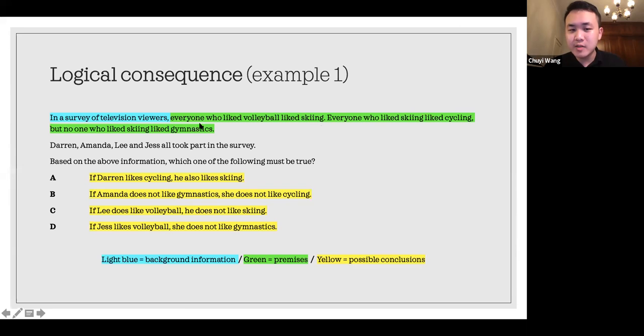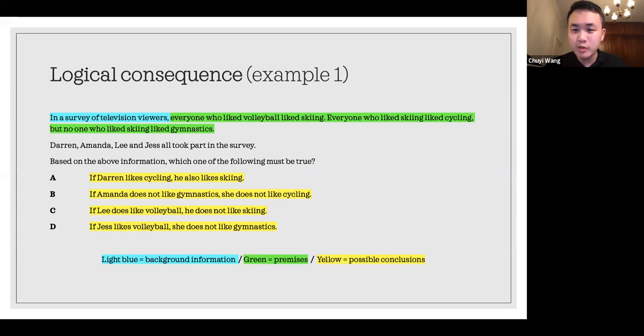This is the evidence, right? This is the rules that we need to look at in order to come to a conclusion. So what are the premises here? Everyone who liked volleyball likes skiing. Everyone who likes skiing likes cycling, but no one who likes skiing liked gymnastics. Okay, no one who likes skiing liked gymnastics. So if those are our premises, that means all 4 of our answers are the possible conclusions for these premises.